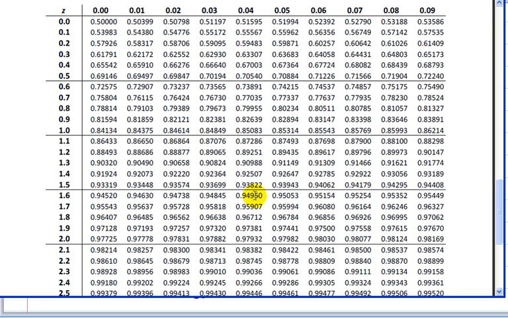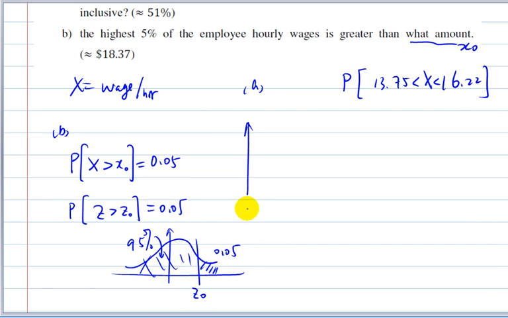There's not exactly 95 here, so we need to look for the one that is the closest to 95%. This one here is closer to 95%. The corresponding z value is 1.64. So basically z naught is approximately 1.64. If you use Excel, it is actually 1.645. Once you find this z naught, then z naught equals x naught minus mu over sigma, and then you can find x naught. So that'll be the value over here.